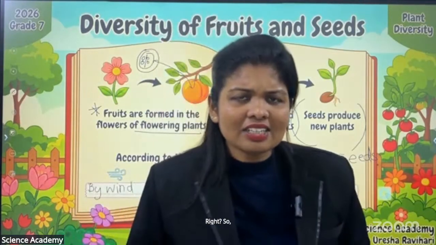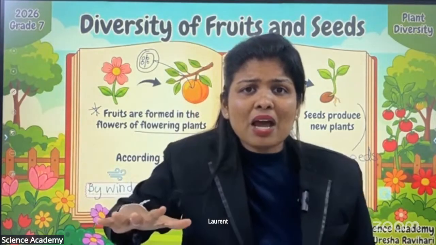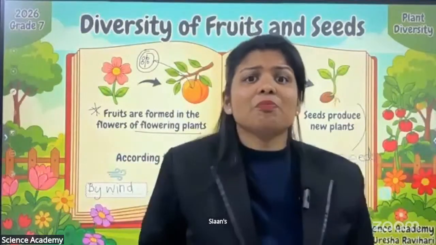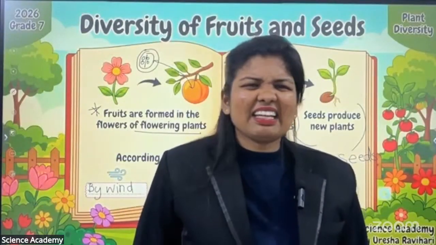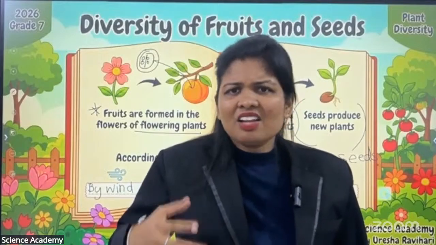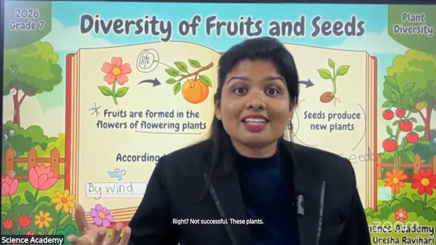So children, what will happen when a large number of plants are available under the mother plant? කොස් ගහයට ගොඩාක් තියෙනකොට මොකද වෙන්නේ? ඒවා එකක්වත් හරියට හරියන්නේ නැහැ, right? Not successful, these plants. What is the reason?